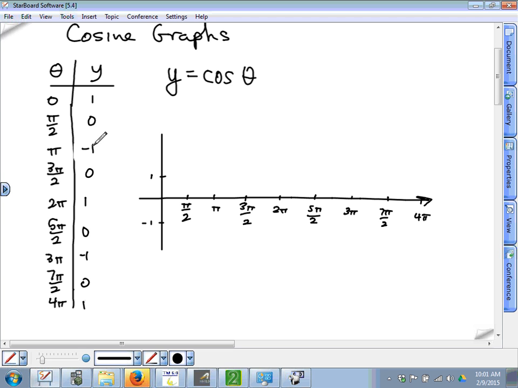It went 1, 0, -1, 0. 1, 0, -1, 0. How many patterns repeated themselves? Here's one of the patterns. Here's another pattern. That's 2 cycles, isn't it?